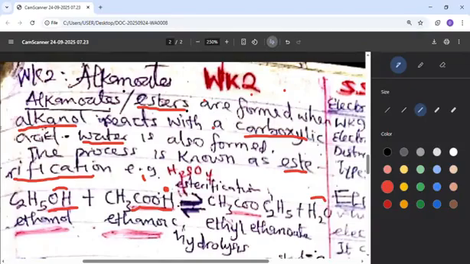In this lesson, we'll be looking at the topic alkanoates. Another name for alkanoates is esters. Esters are formed when an alkanol reacts with a carboxylic acid. The other product is water, and the process is called an esterification reaction.